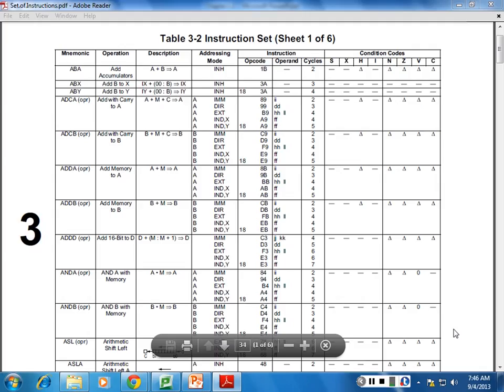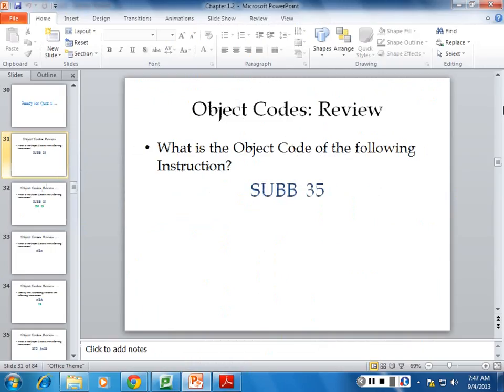Alright, so before we move forward, let's look at the set of instructions here. We all have this, right? Is there anyone here who does not have the set of instructions? Okay. So make sure you always have this set of instructions anytime you are discussing in the class. So again, the instruction was SUBB, right? Now what is the addressing mode of that instruction?